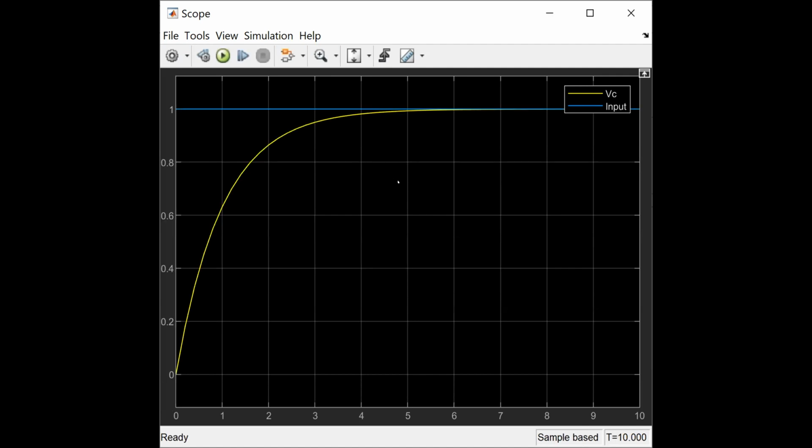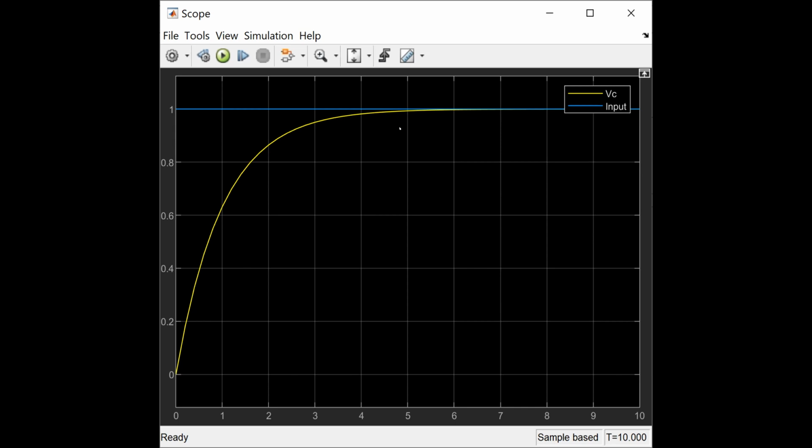Have a look at this. My input is represented by this blue curve. You can see the value is 1 and it is turned on at t equal to 0. Now VC is this yellow curve. What's the value of time constant here? 1. So approximately in 5 time constants, it should reach 1, and 5 time constants here is equal to 5 seconds. Have a look at this. At t equal to 5 seconds, the capacitor voltage is almost equal to the final value.